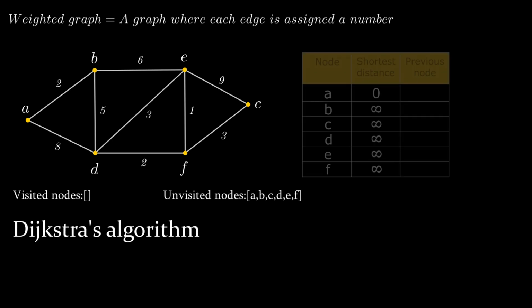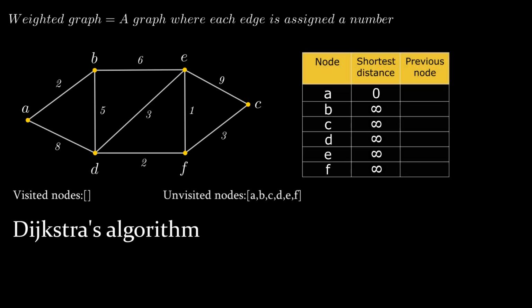Now we make a table. We assign to all nodes a tentative distance value that will be changed over time. As you see here in this table, we have 3 columns. In the first column, we have the nodes. In the second column, we have the shortest current distance from node A to the node in question.